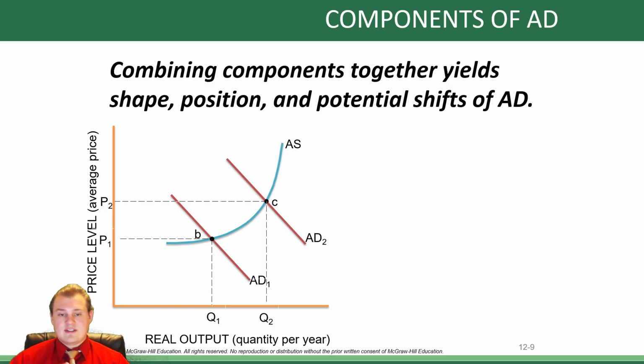Notice that when you shift AD outward, what are the two main things that will happen? Well, number one, you have the P1 and P2. What are they talking about, P1 and P2? That is price. So prices will increase. In addition, you go from Q1 to Q2. What else happens? What do you guys see? Quantity. So we're producing more, but prices will go up.